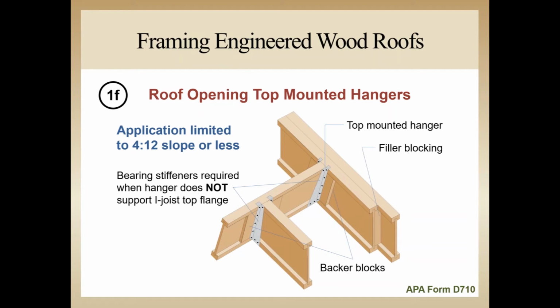Backer blocks are only required behind the hangers on the hanger side of the rafters. When top flange hangers are attached to I-joist headers, a backer block must be installed to prevent the top flange from rotating under the load. Backer blocks should be installed snug to the top flange with a minimum of 10 10-penny nails clinched.